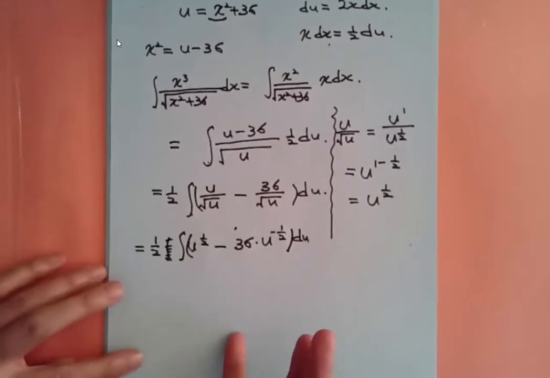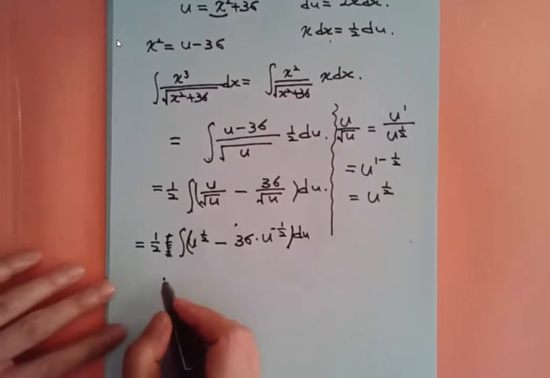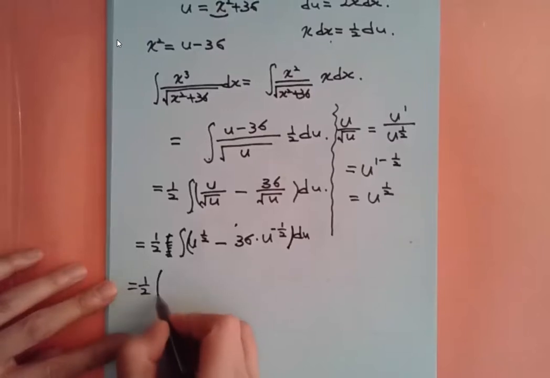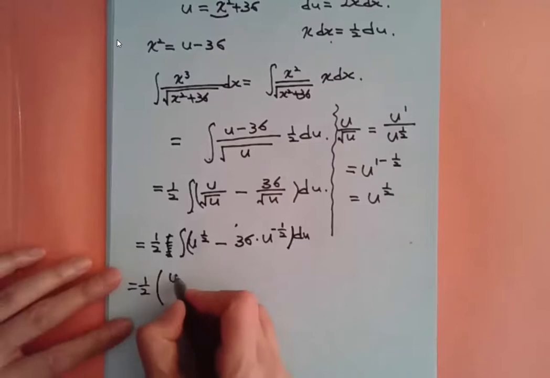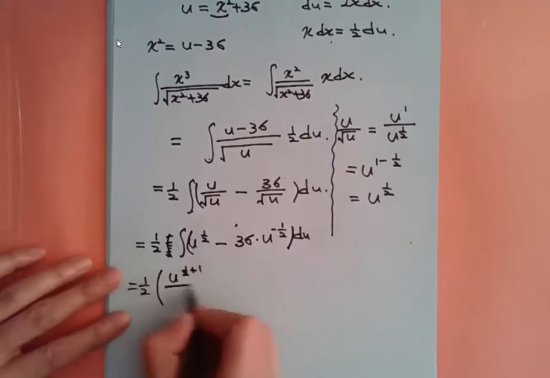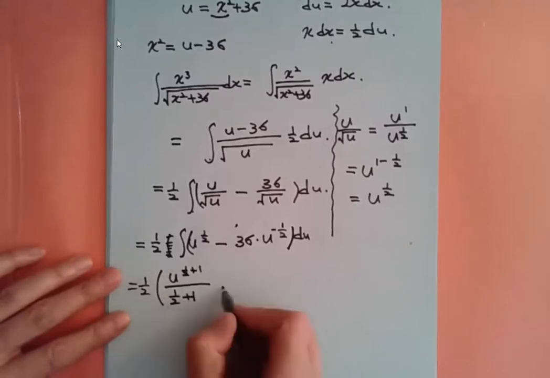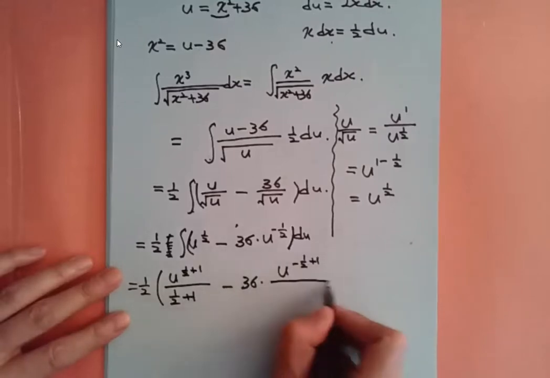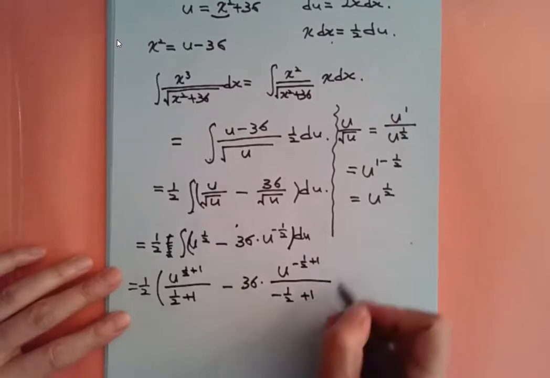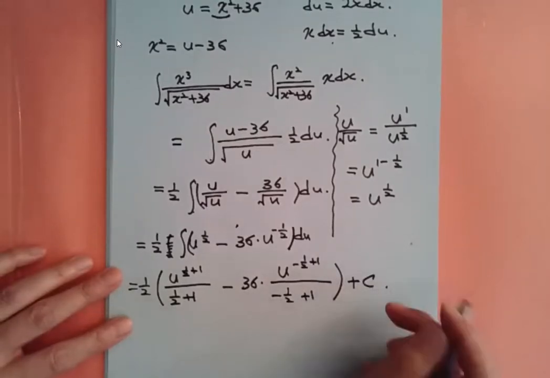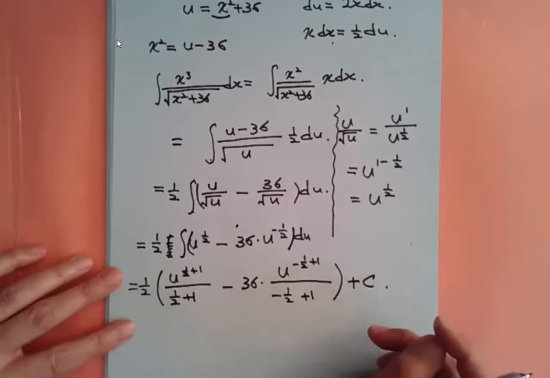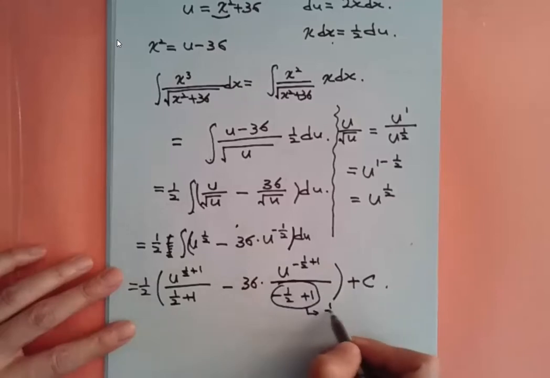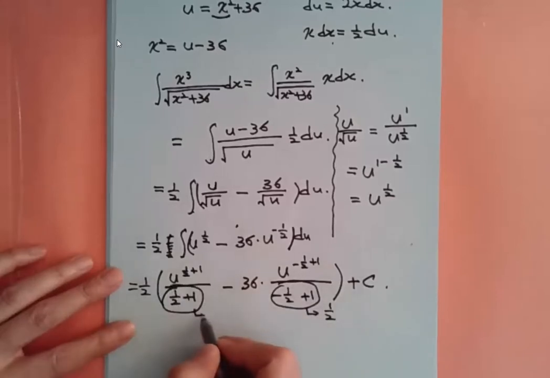And then all we have to do is a term by term integration. So 1 over 2, open parenthesis, u to the 1 over 2 plus 1 over 1 over 2 plus 1 minus 36 times u to the minus 1 over 2 plus 1 over minus 1 over 2 plus 1 plus c. This will make 1/2 and this will make 3 over 2.